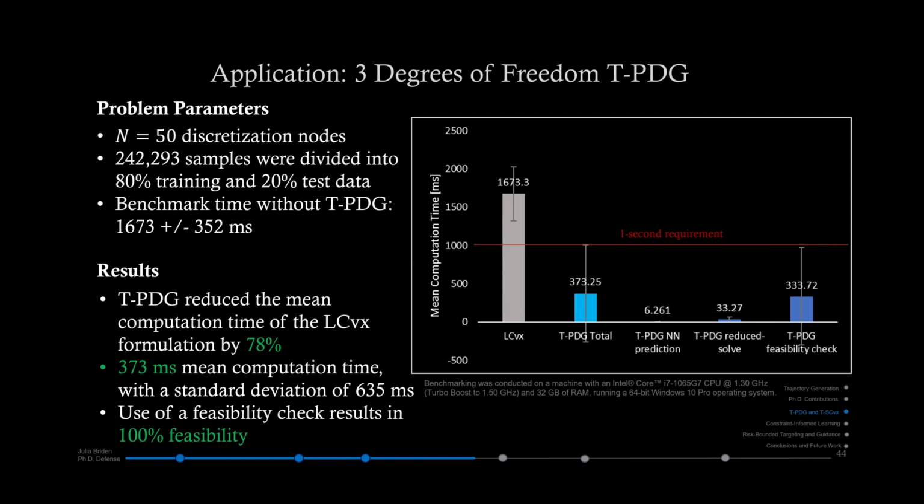using a learning-based approach. And then all the way on the right, you can see the timing results for each portion of T-PDG. So if you wanted to see how long the neural network prediction compared to the reduced solve, comparing to the feasibility check, you see that both the reduced solve and the neural network prediction are quite small and have quite a low standard deviation in terms of solve time.